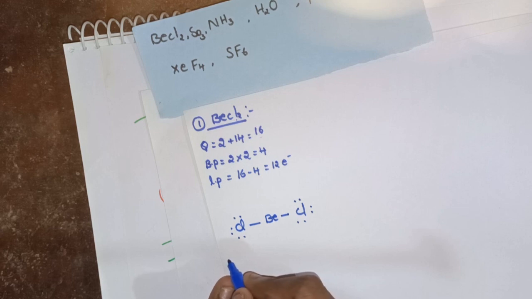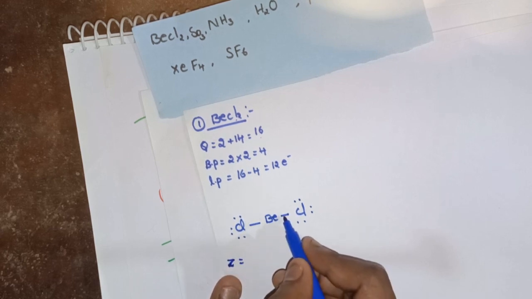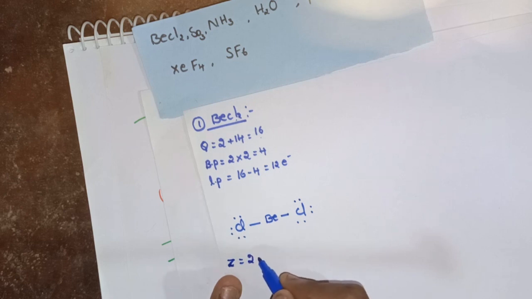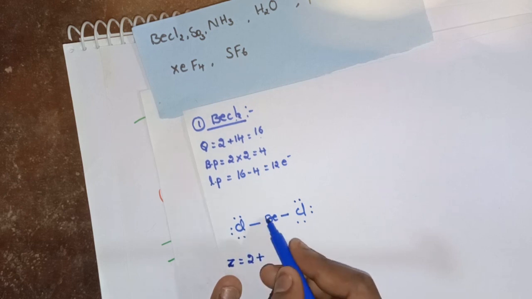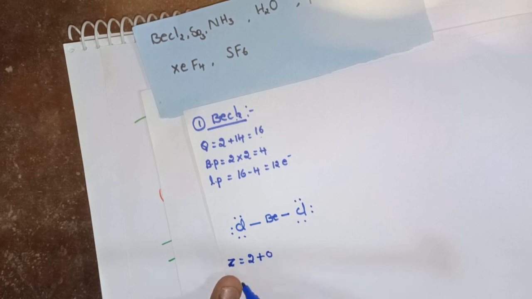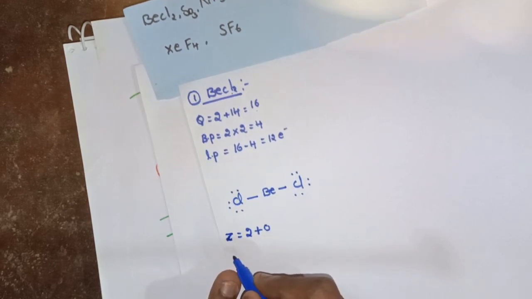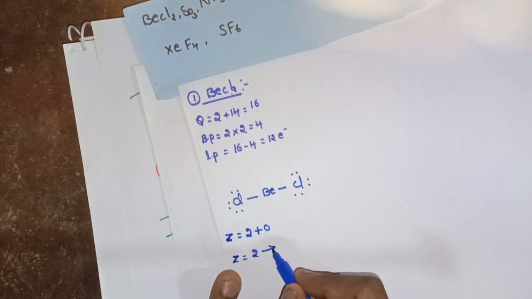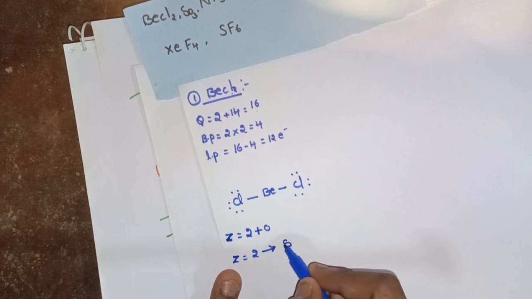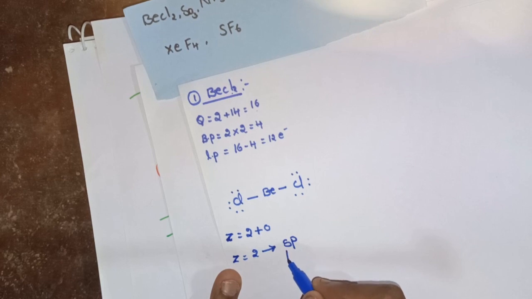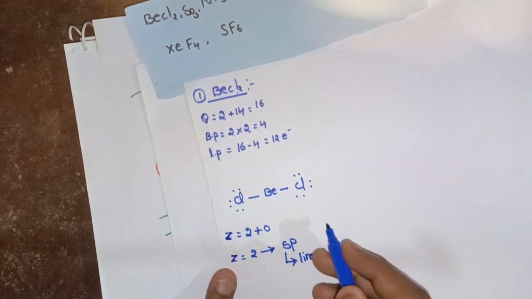Let's find the hybridization. Z is equal to the number of sigma bonds, 1, 2. Number of lone pairs on the central atom, 0. That is, Z is equal to 2. If Z is equal to 2, what will be the hybridization? sp. Then its geometry will be linear.